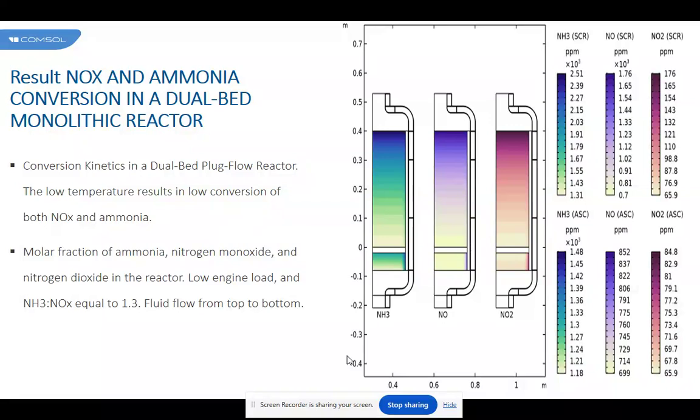The effect of temperature on conversion is seen here. In this figure, the conversion is plotted both along the central symmetry axis and along the edges of the monoliths. For a high engine load, the conversion doesn't vary significantly with the position in the reactor, but for lower engine loads, the conversion differs significantly.